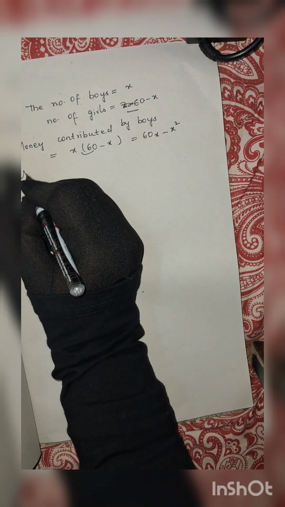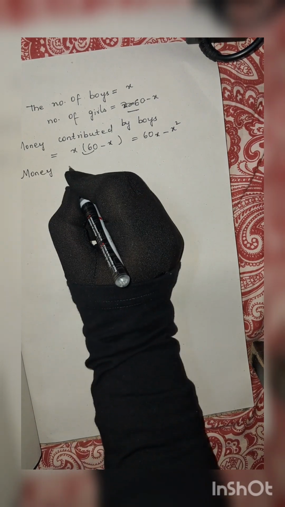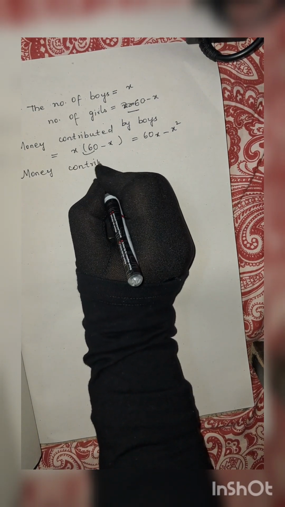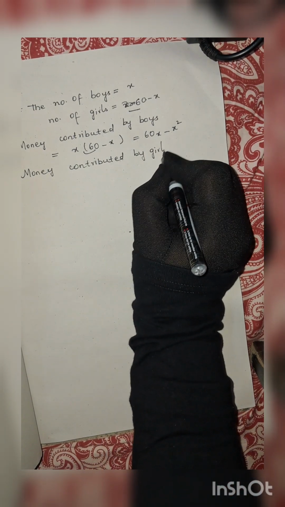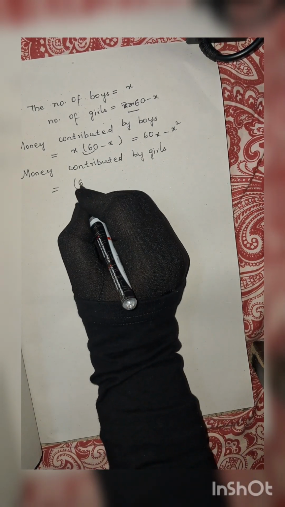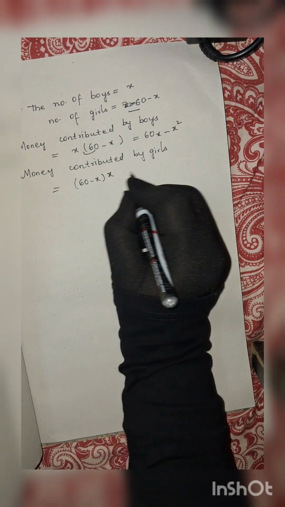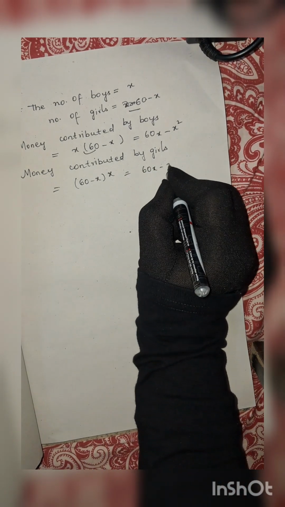And how much money was contributed by the girls? Each girl contributed equal to the number of boys. So 60 minus x into x, which will be 60x minus x square.